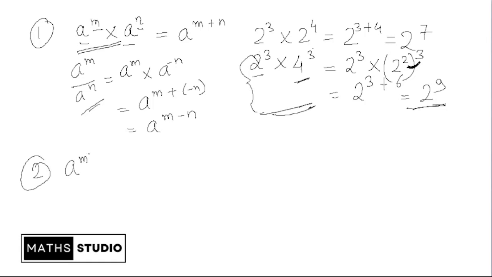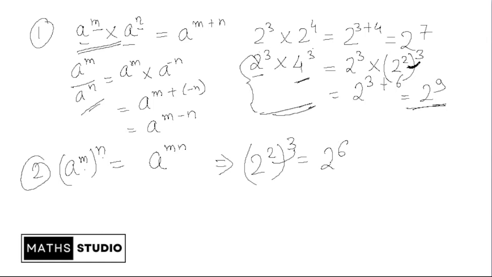So now let us have a look at the next rule. A to the power m, whole to the power n. So it looks same as what we did just now. So we'll write the same base, and here it will be m into n. So it will be mn. An example we saw just now, suppose it is 2 to the power 2, whole to the power 3. So 3 into 2 is 6. So it will become 2 to the power 6.